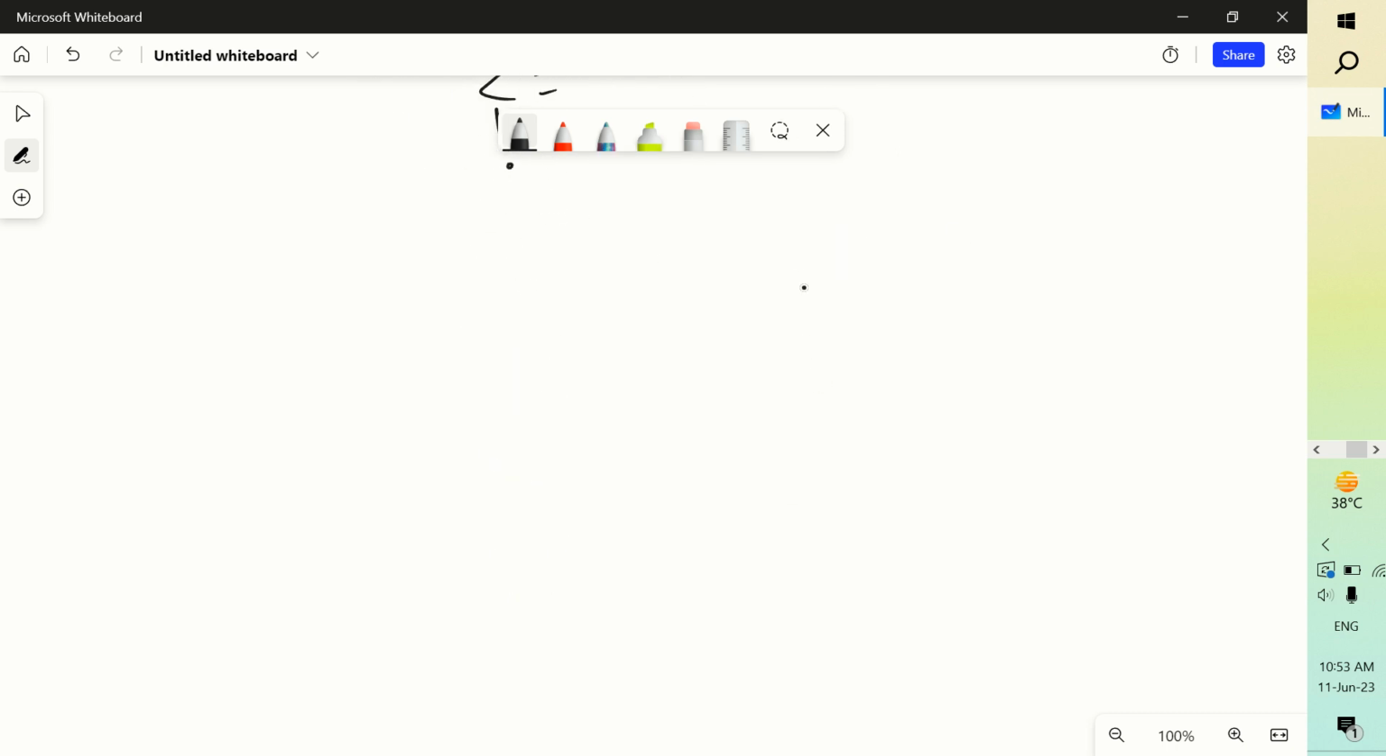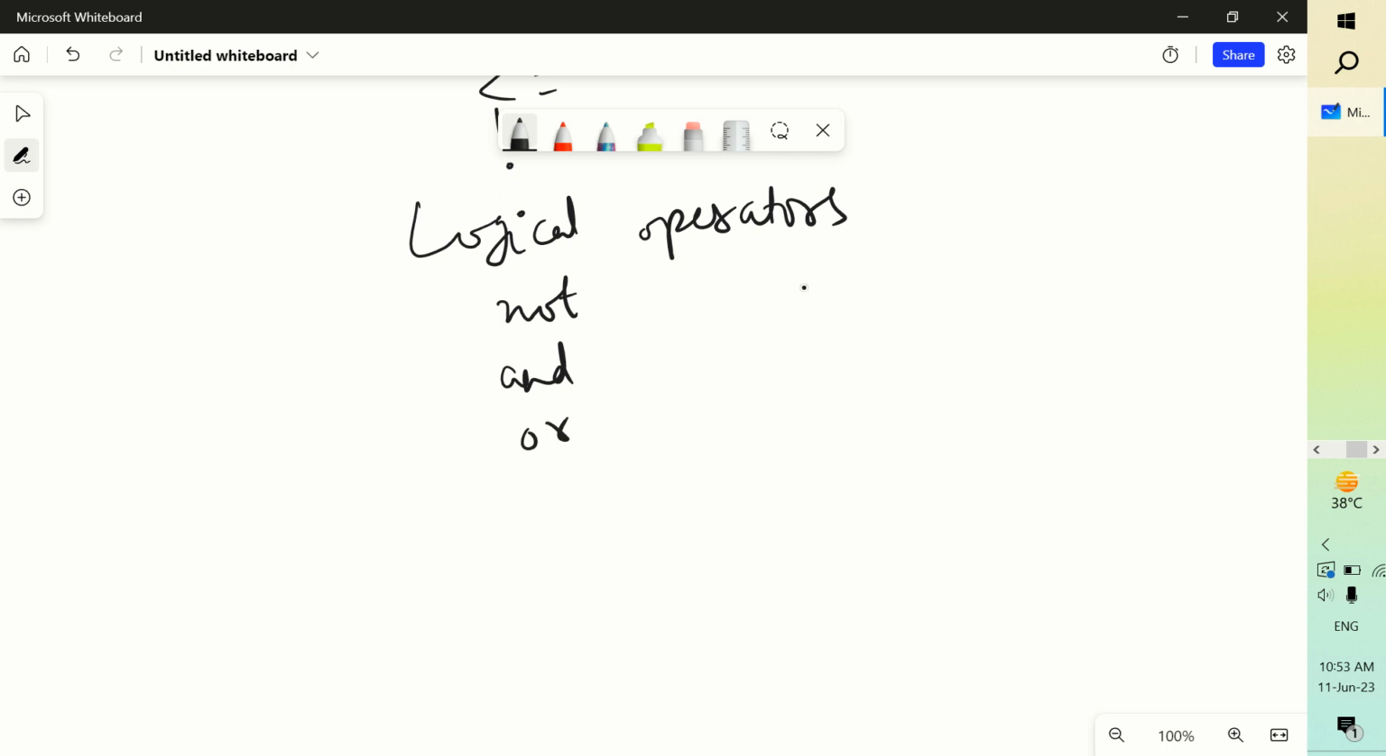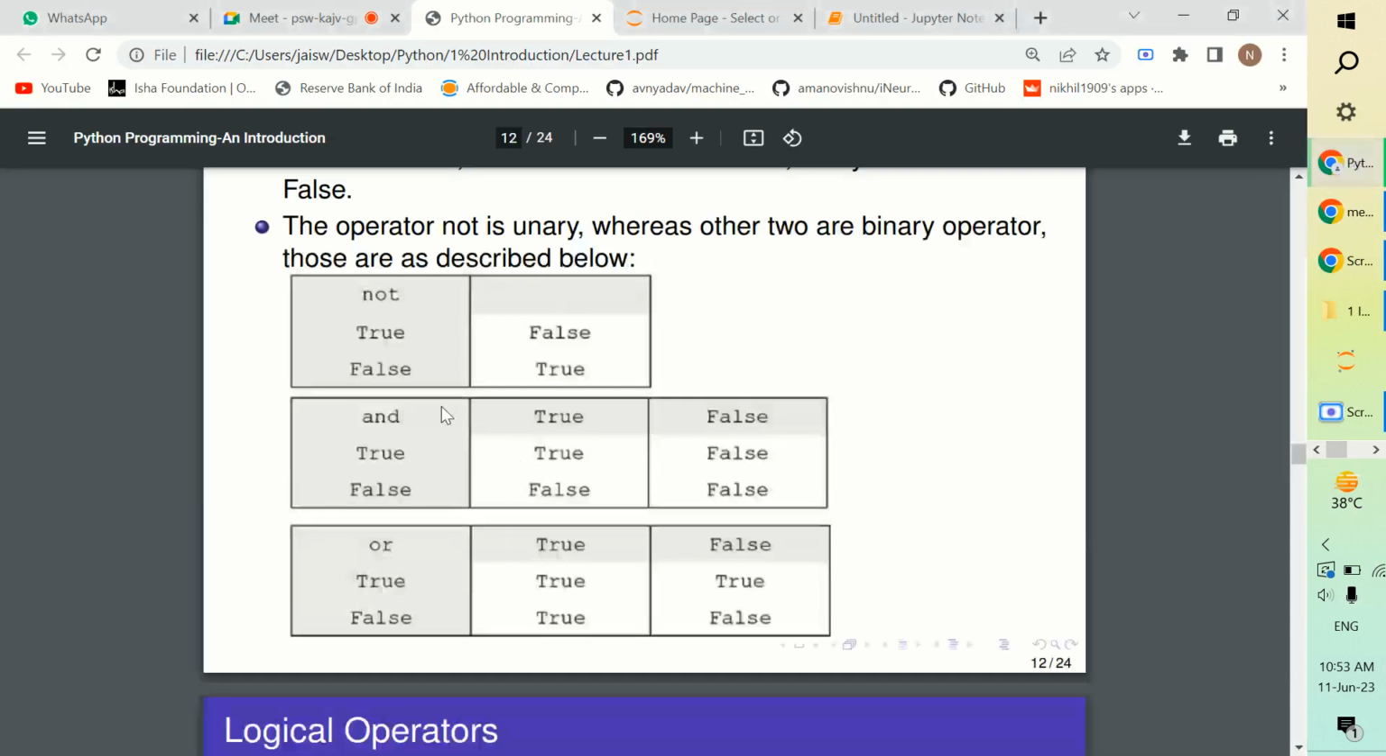Then after that we have logical operators. All of these things that I'm writing there are there in the slides. I'll share it after the class. So not, and, or, these are the logical operators. So not, it works on the Boolean expressions. It is there in the slide, you can check it. So not true will give you false, not false will give you true. And and is used with two expressions.